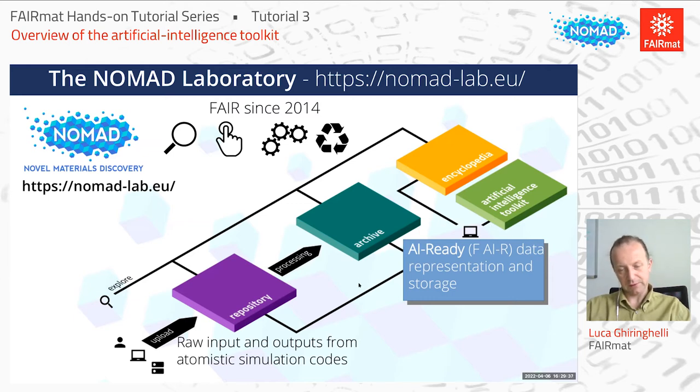As a kind of memo for the Artificial Intelligence Toolkit, some people have reworked the more or less famous FAIR acronym into, the F stays as findable, I suppose, but the AI can be hacked and become artificial intelligence. So AI ready becomes artificial intelligence ready. So why do we want to have things artificial intelligence ready?